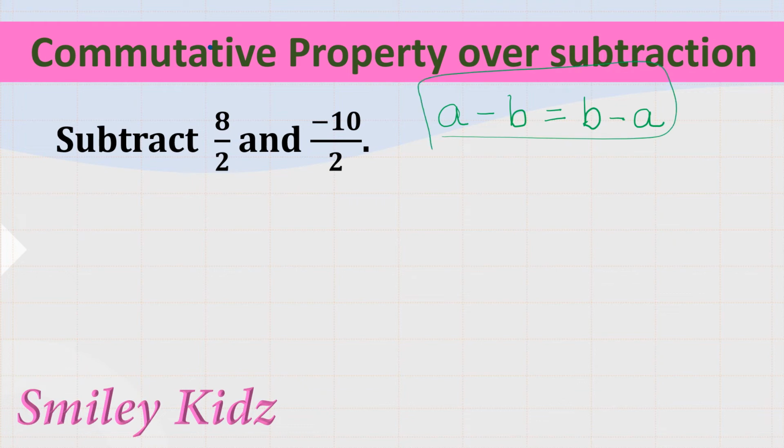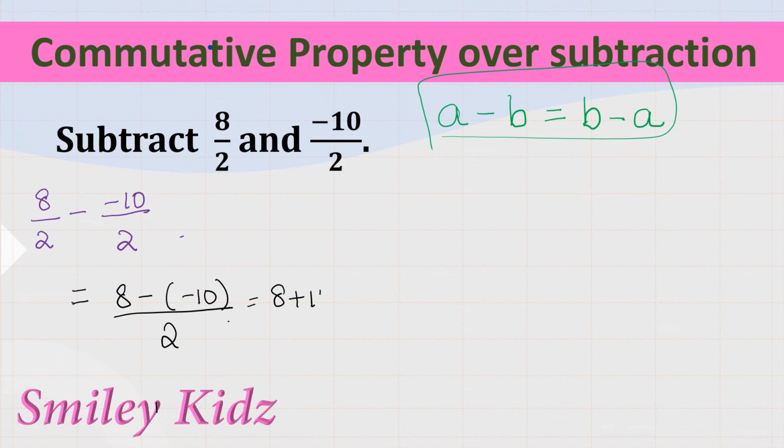So let's apply the property and check whether it is satisfied or not. First, let's do a minus b, that is 8 by 2 minus 10 by 2, which is equal to 8 minus of minus 10 by 2, which is equal to 8 plus 10 by 2, which is 18 by 2. 2 times 1 and 2 times 9, that is equal to 9. So when we did a minus b, we got the answer as 9.